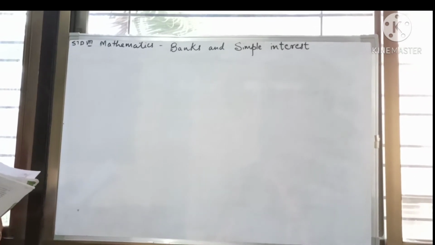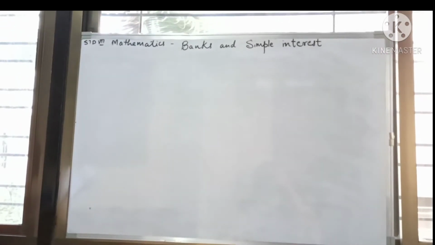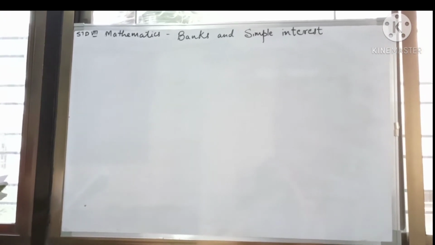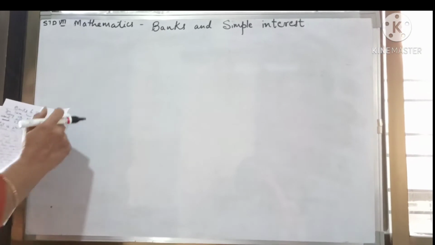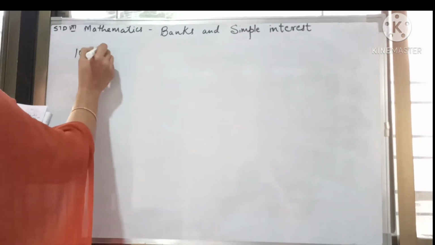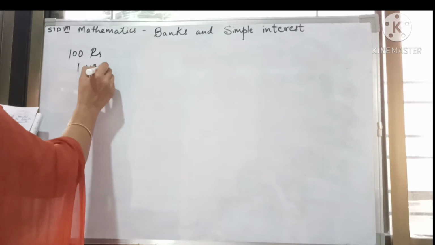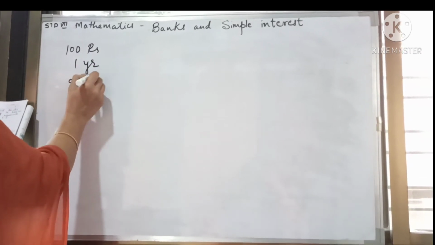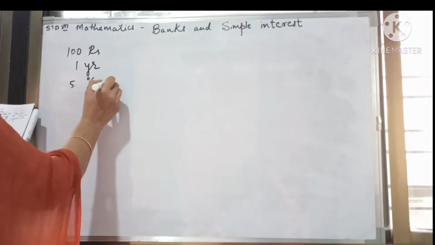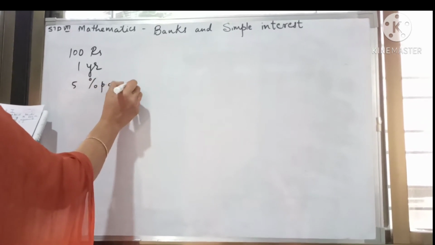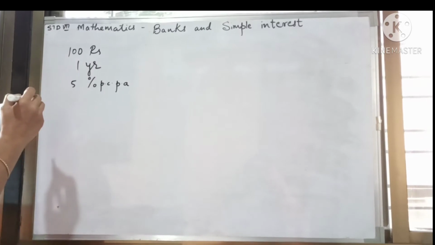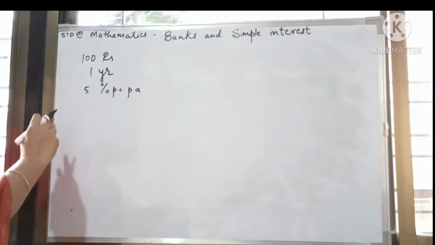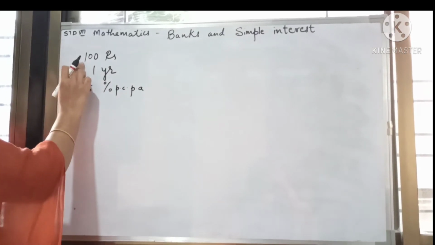Let's recall. You have learnt about simple interest in 6th standard. We will revise by taking an example. Suppose Renu deposited 100 rupees for 1 year at the rate 5% per annum in the bank. After 1 year, now with this example, here she deposited 100 rupees.